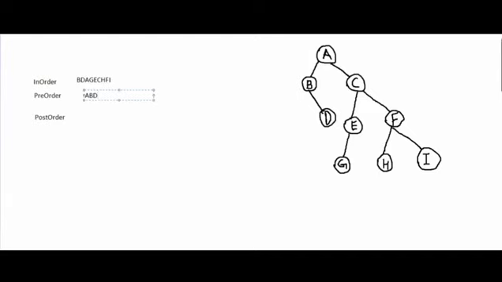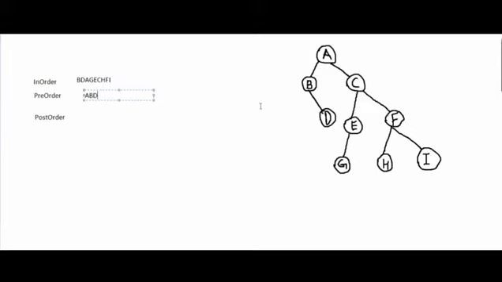We are done with the left part. Now we will go to the right part. We will take a look at the right part. In the pre-order, in the right part we have the first node, that is C. So C is the root node for E and F. In the pre-order we first write the root, so here we will write the C, right?